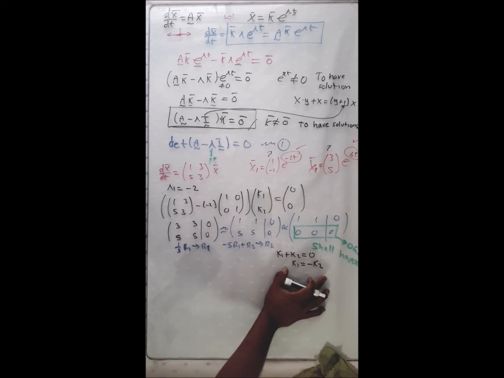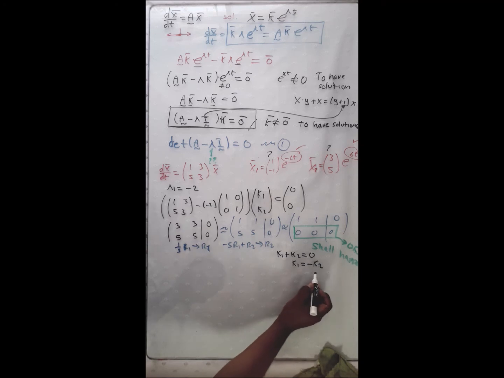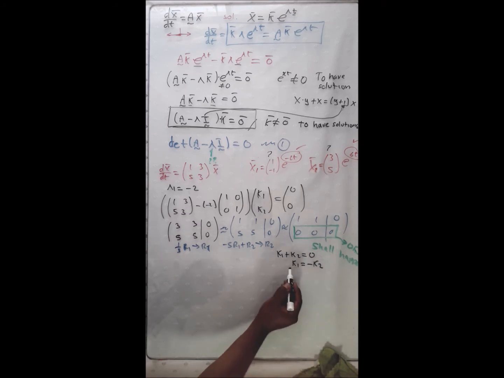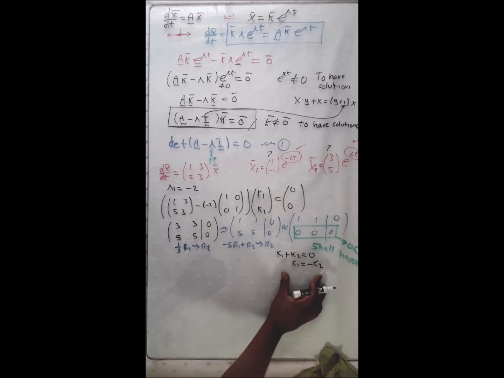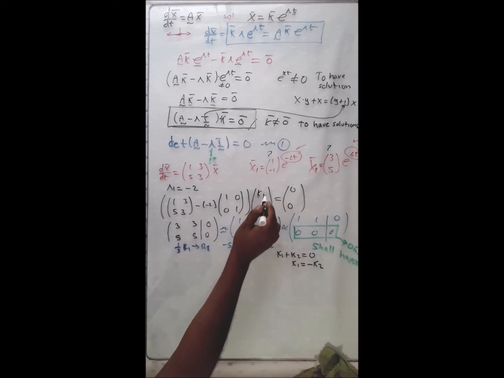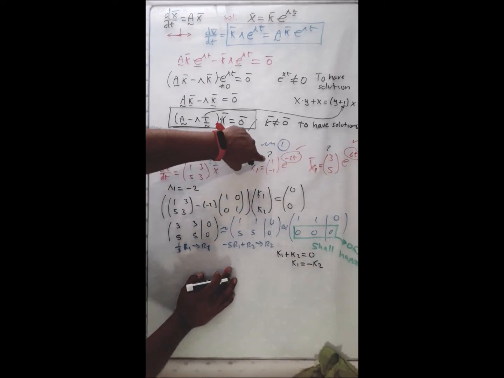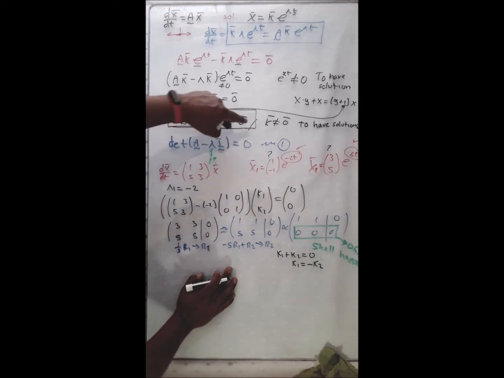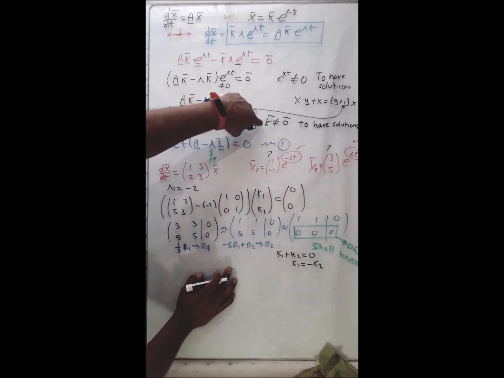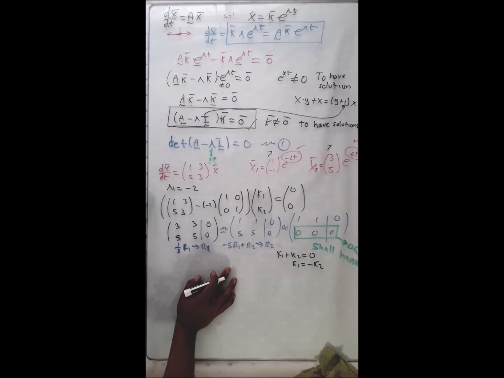Because to have the numbers easy, but you cannot choose k equal to 0, because if you choose k2 equal to 0, then k1 is equal to 0. And if both numbers are 0, then you have the 0 vector. That means that you have 0 solution, which is not possible. Here you cannot have the k vector equal to 0. So let's choose another number.